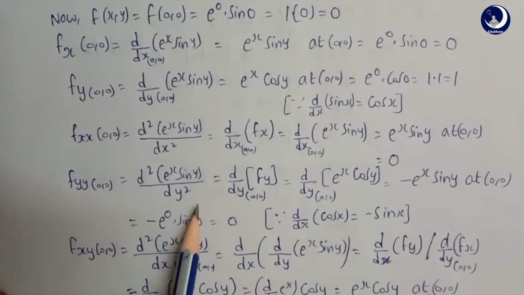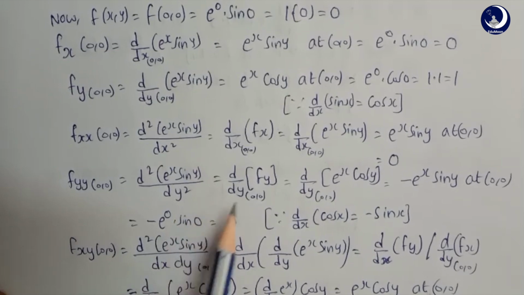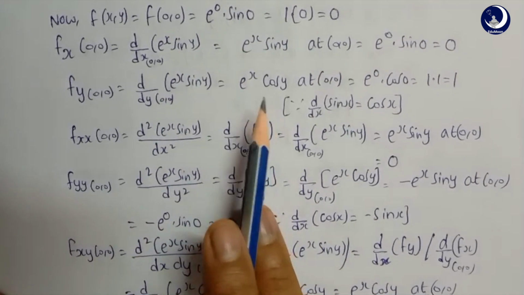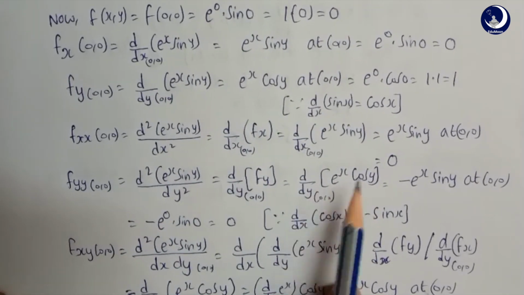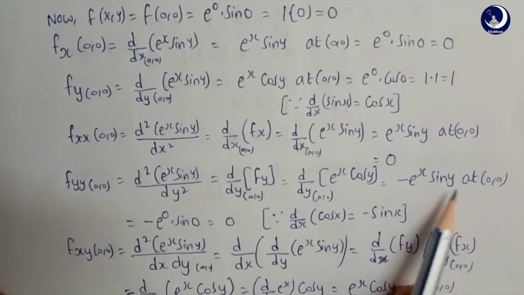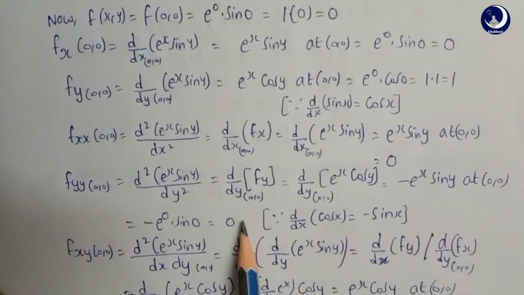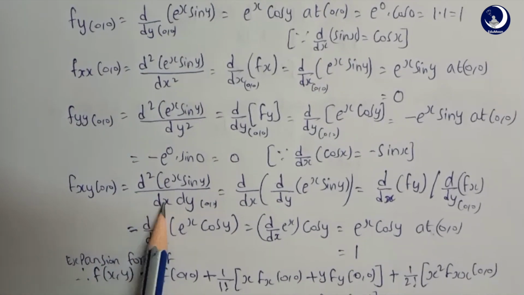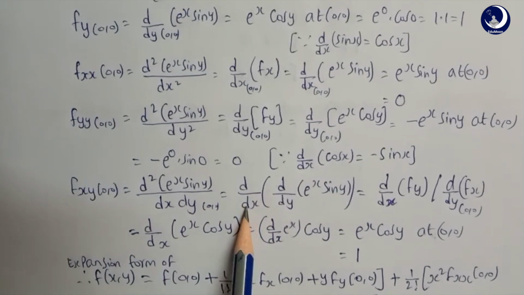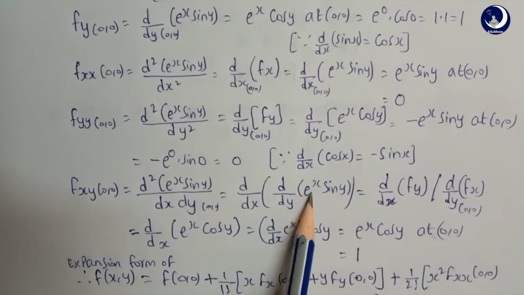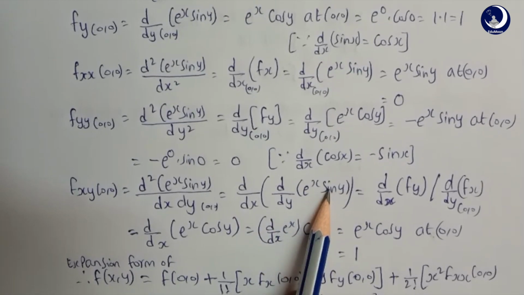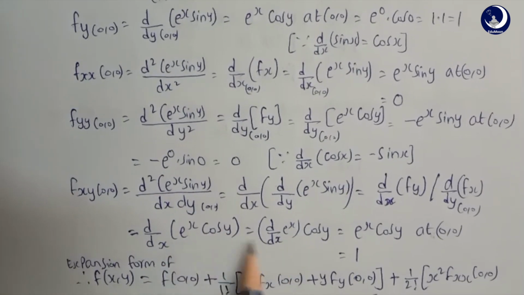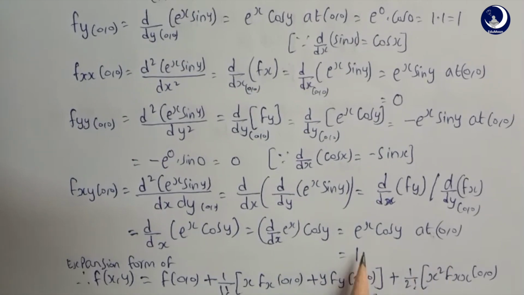Then fyy equals d square of e power x sin y by dy square, equal to d by dy of fy. We already got fy as e power x cos y. By differentiating with y we get minus e power x sin y, which at (0, 0) is again 0. Then fxy: we differentiate with x and with y. d by dx of d by dy of e power x sin y: differentiating with y we get e power x cos y, and again differentiating with x we get e power x cos y only. At (0, 0) we get 1.